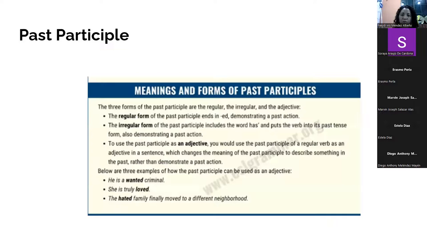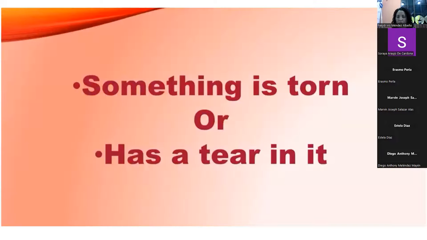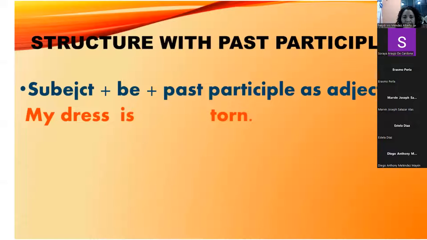For example, past participles and nouns, right? To describe problems. We were using it to describe problems specifically, but we can use them to do something else, right? Different things. And we were using past participles. For example, torn is a past participle, irregular, or tear is a noun. Something is torn or has a tear in it. And this is the structure, right? With past participles, subject plus be plus past participle as adjective. Remember to use the verb to be. My dress is torn, right? My car is damaged.